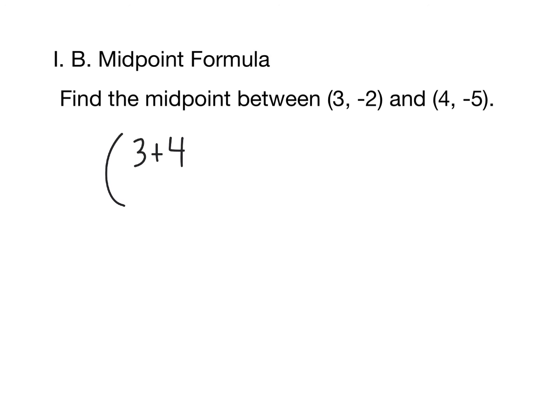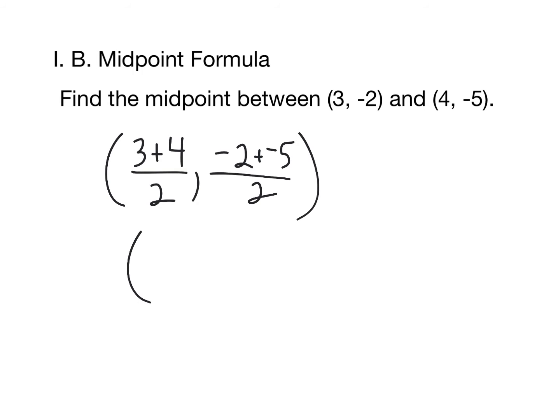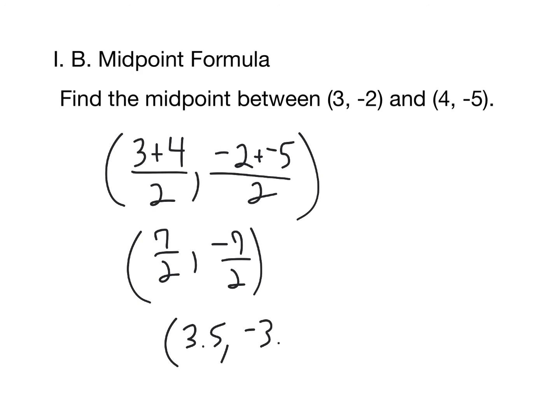So the x values here are 3 and 4. We'll just average those, so add and divide by 2. And then same thing with the y values. We'll add them and divide by 2. So if you work that out, it should be 3.5, negative 3.5, or they might have it as 7 halves, negative 7 halves. And we could actually graph these and see what that looks like.